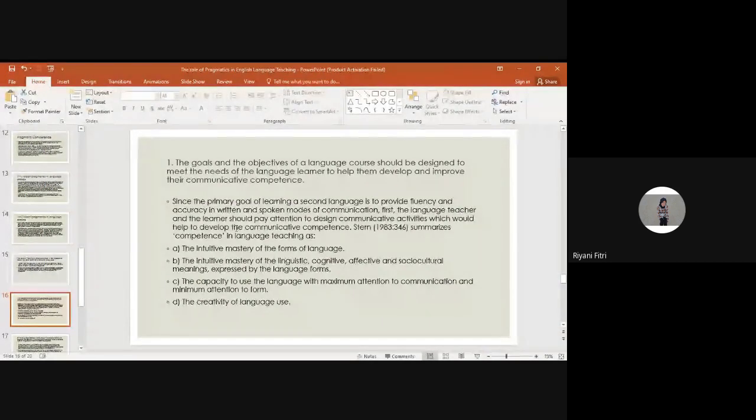1983 summarized competence in language teaching as A. The intuitive mastery of the forms of language. B. The intuitive mastery of the linguistic, cognitive, affective, and sociocultural meanings expressed by the language forms. C. The capacity to use the language with maximum attention to communication and minimum attention to form. D. The creativity of language use.